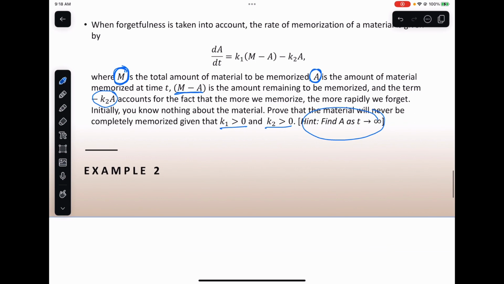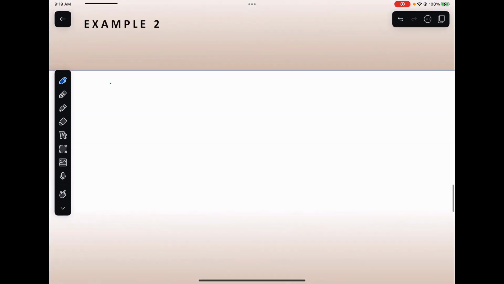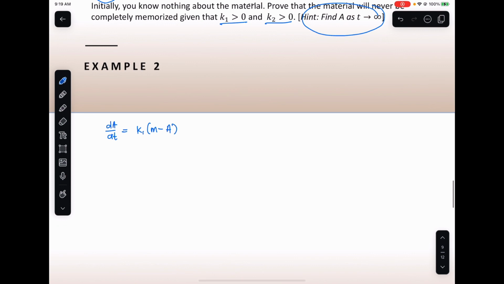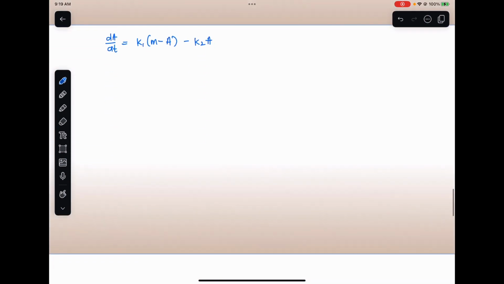In this case, we don't need to provide our given. Since we are just to solve the differential equation, right away we can write our equation. That is dA over dt is equals to K1 times (M minus A) minus K2 times A. We just need to find what is A versus time, so we find the solution for this equation. Later on, we'll try to understand how it works.